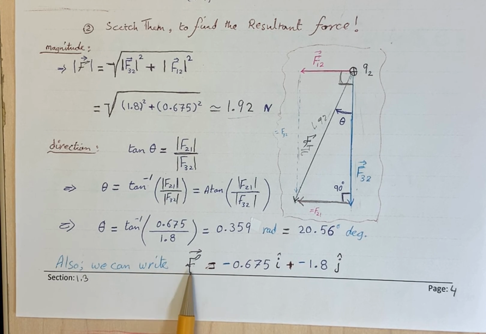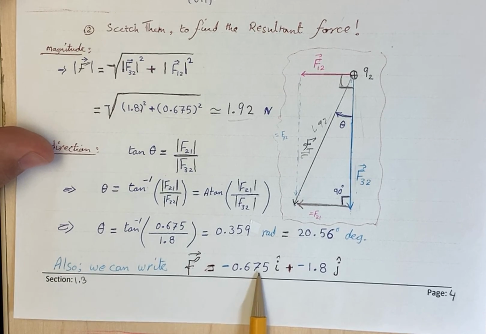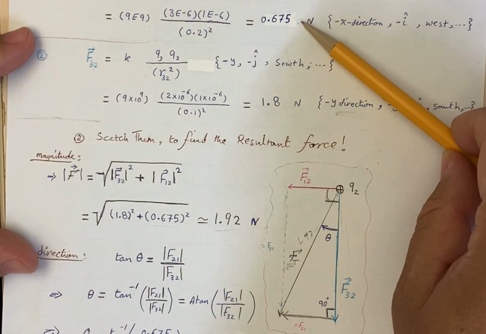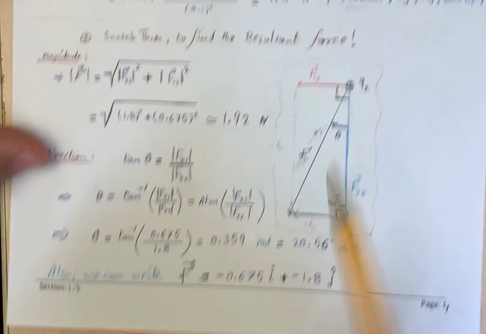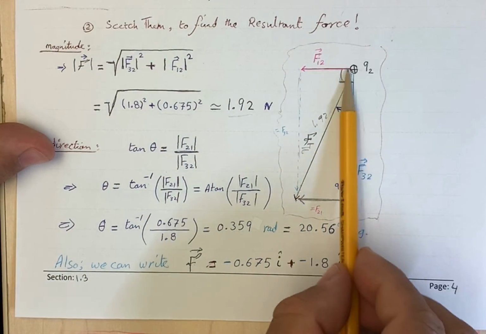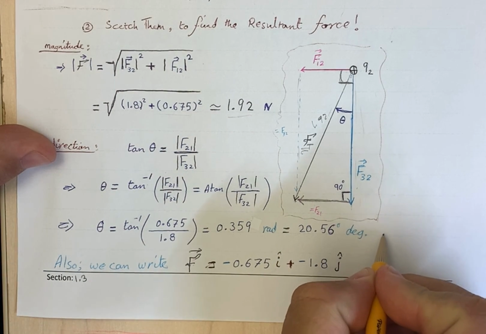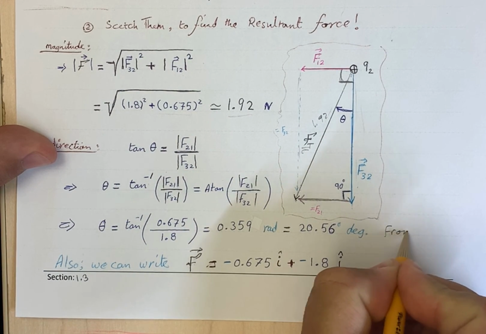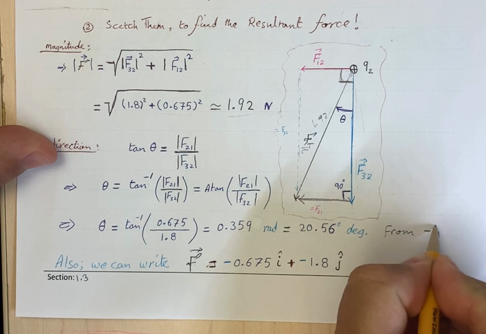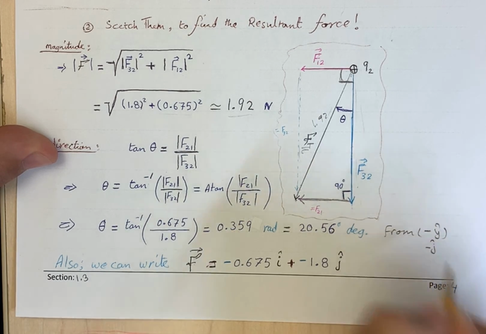If I need to write F as a vector in i direction or j direction, I just put the magnitude of each component as I found them. This is the first force, this is the second force, the x component and the y component, with negatives. And this direction angle, it's from what? From the negative y hat or negative j hat.